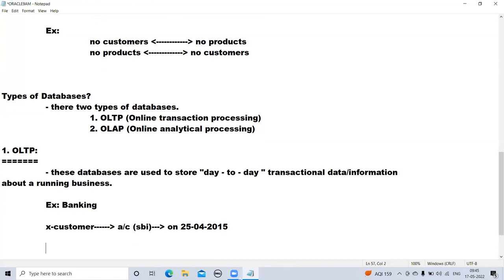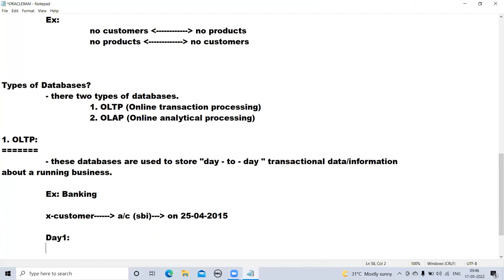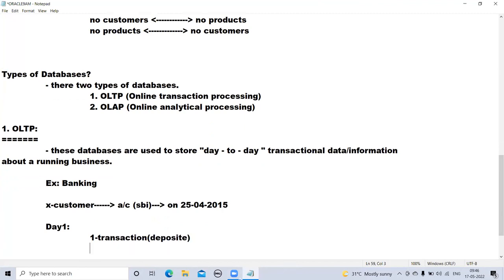So when he opened the new account, from that day onwards he can start his transactions. The first thing is that on day one he will start a transaction. On day one he started his first transaction. The transaction is, for example, depositing money. So on day one, the first transaction is a deposit.